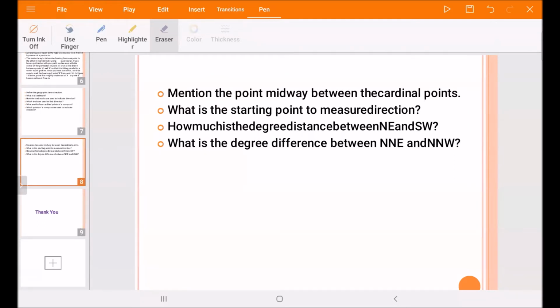What is the degree difference between northeast and northwest? Northeast is 22.5, and northwest is 337.5 degrees.